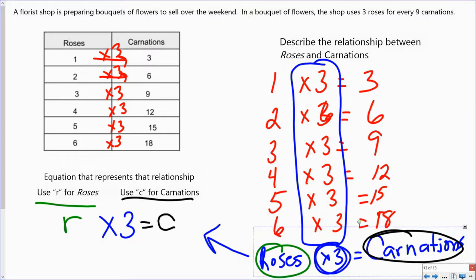And again, we talked about before that my multiplication sign may look like an X in my equation. So I'm going to change this to 3. And I'm going to multiply it by R, which is my roses. And that is going to equal my carnations, or C. So I have R times 3 equals C, or 3R equals C. So 3 times the number of roses equals the number of carnations.